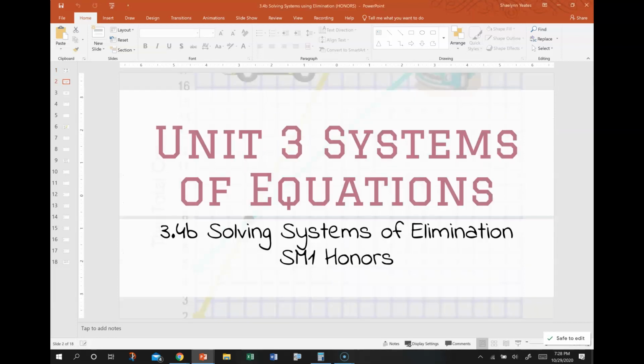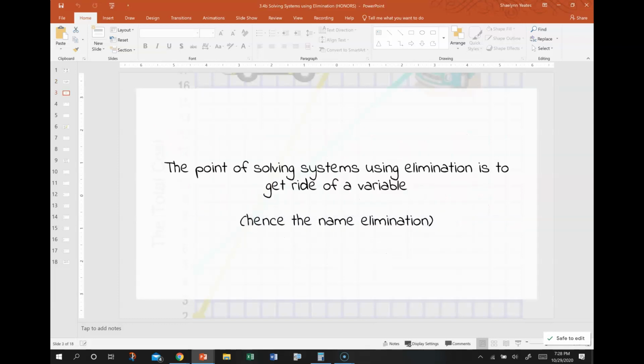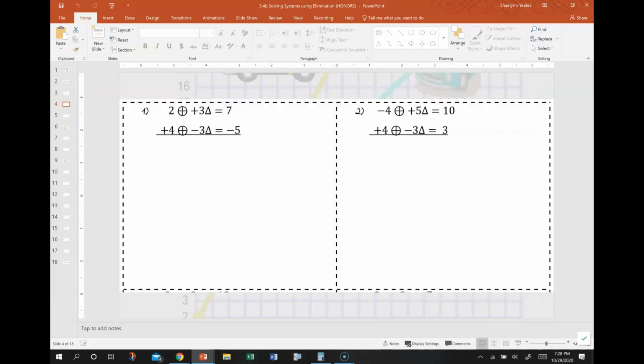Alright, so today we're solving systems using elimination. Now this is probably one of my favorite methods to solve because I didn't know about it when I was a kid, so I was very excited when I found out about it as an adult. So the point of solving systems using elimination is to get rid of a variable, hence the term elimination.